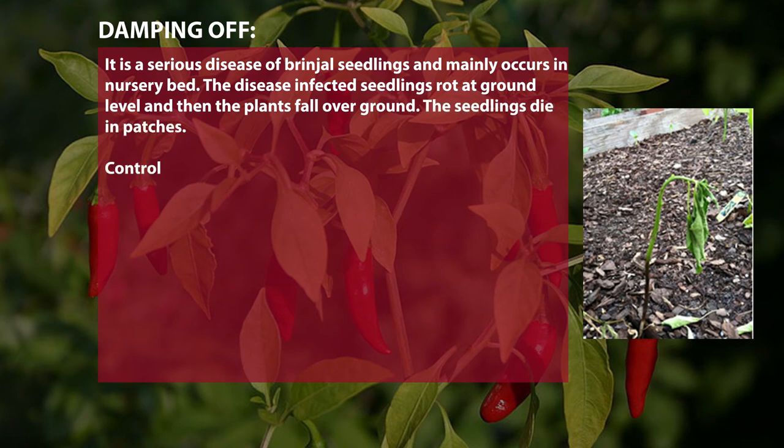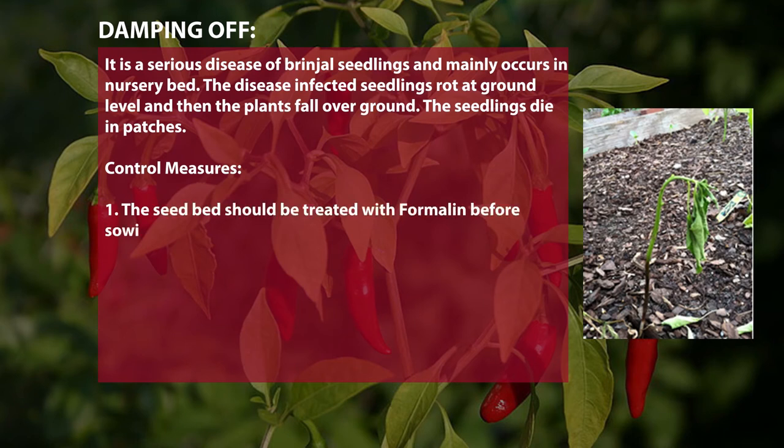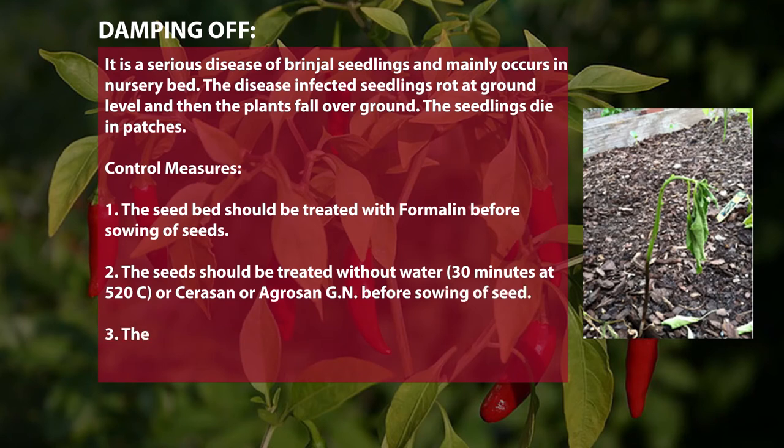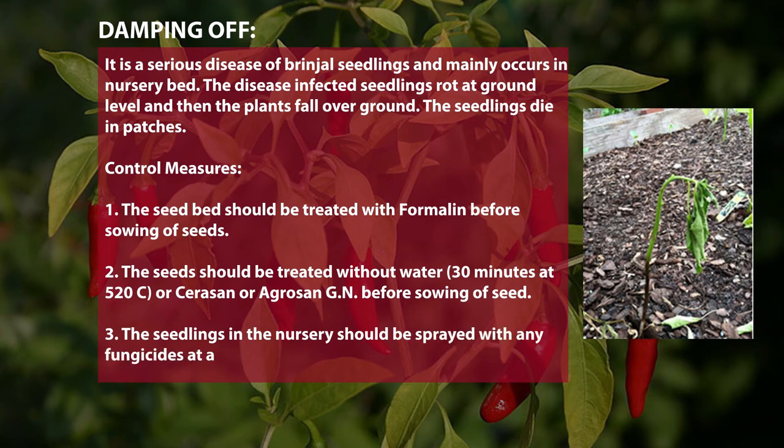Control measures. First, the seedbed should be treated with formalin before sowing of seeds. Second, the seeds should be treated with hot water for 30 minutes at 52 degrees C, or with Thiram or Agrosan GN, before sowing of seeds. Third, the seedlings in the nursery should be sprayed with any fungicide at regular intervals.